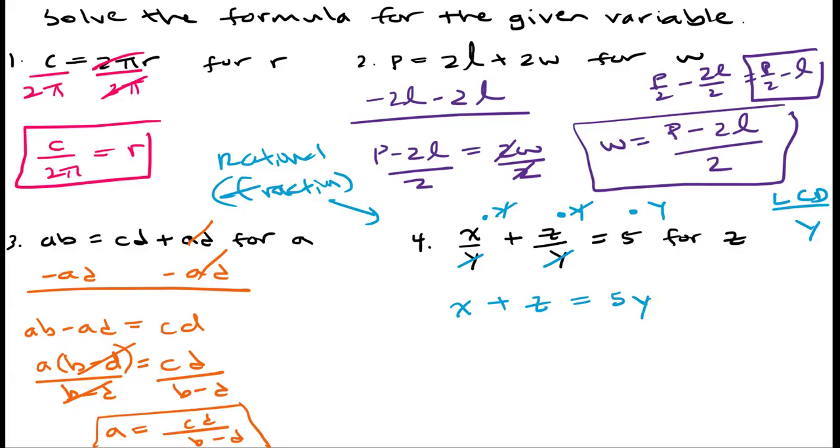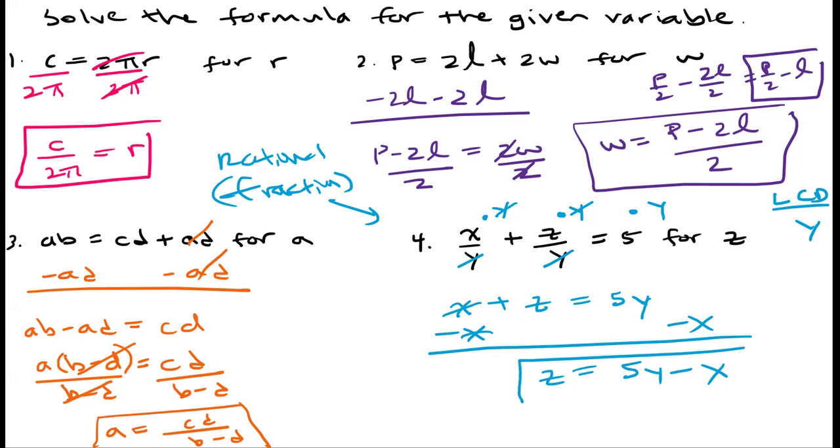I want to get Z by itself. Exactly. Subtract. Very good. So we're going to subtract X on both sides. Those guys will cancel. X minus X is 0. And then we get Z is equal to 5Y minus X. And then there's our answer.